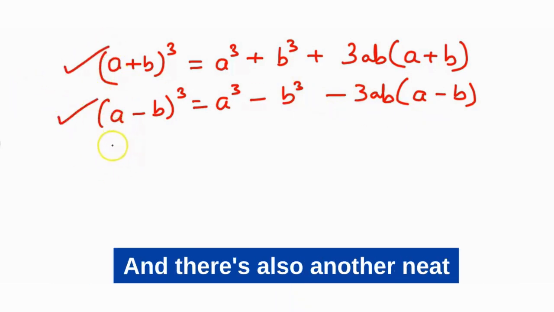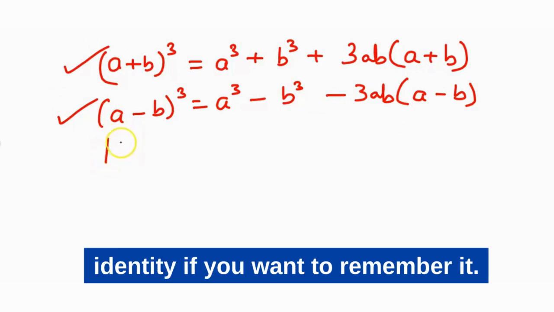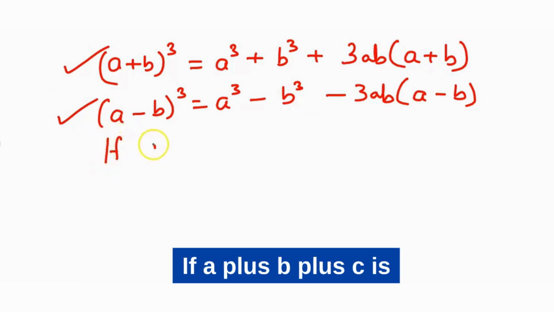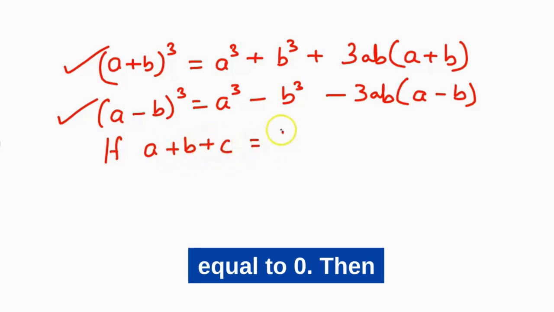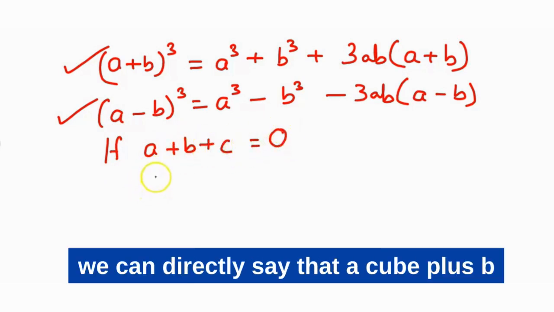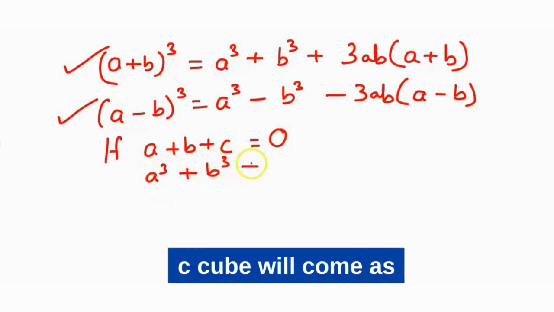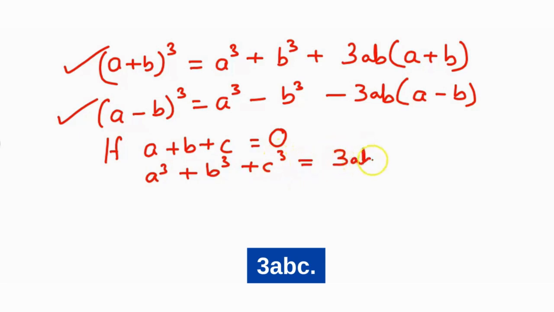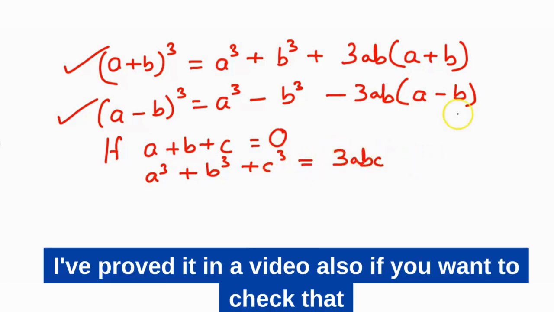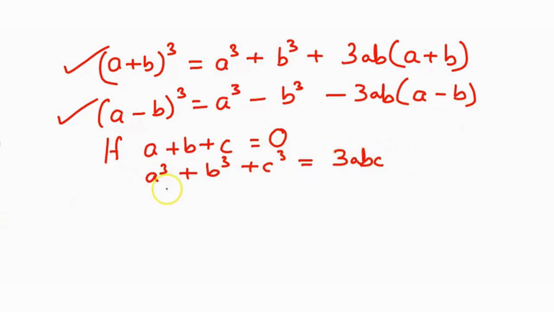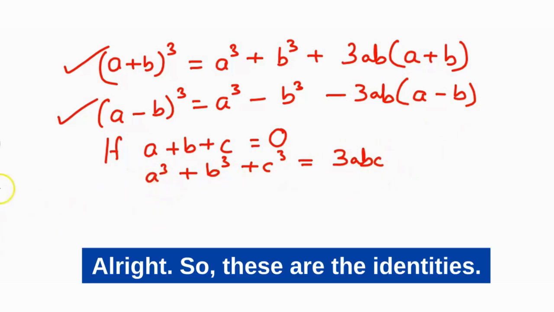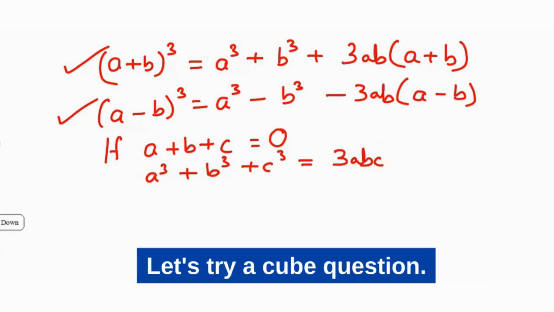And there's also another neat identity if you want to remember it. If A plus B plus C is equal to 0, then we can directly say that A cube plus B cube plus C cube will come as 3ABC. I've proved it in a video also if you want to check that out. Alright, so these are the identities. Let's try a cube question.